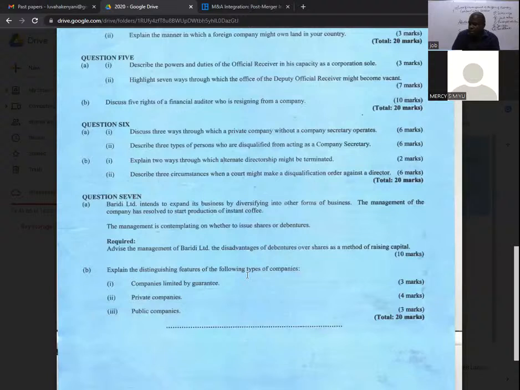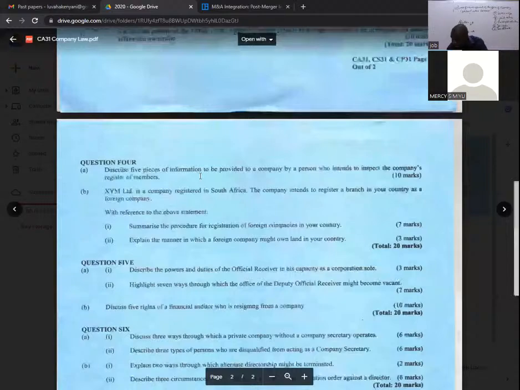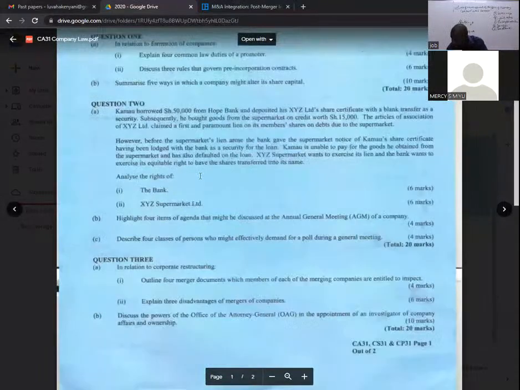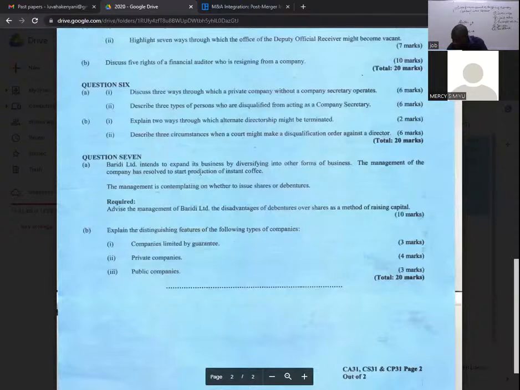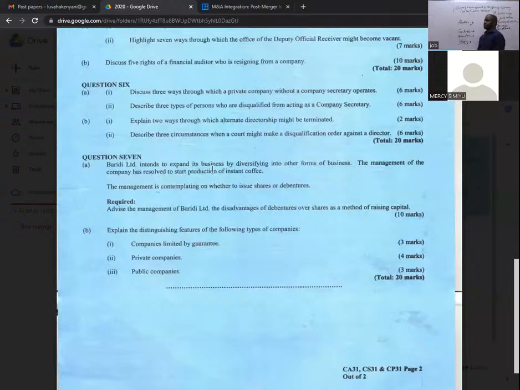Explain the distinguishing features of the following types of companies. Roman 1, companies limited by guarantee. Roman 2, private companies. Then Roman 3, public companies. Yes. So Mercy has read for us very well. So that particular question is from this sitting, November 2020, question number 7B. So companies limited by guarantee, private companies, and public companies.